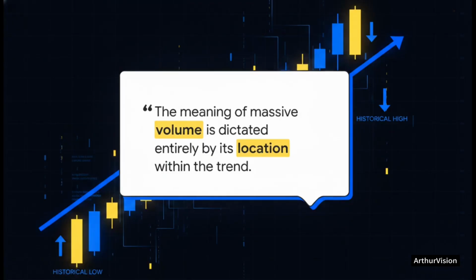Now, the absolutely crucial point to understand here is this. The meaning of massive volume is dictated entirely by its location within the trend. This is where amateur traders almost always miscalculate. A giant spike in volume is honest, sure. It confirms large capital is moving. But its true intention, you can only decode by looking at where that volume appears in the broader market structure. A volume spike at a historical low signifies something entirely different than a volume spike at a historical high. Once you decode this context, all those visual illusions created by institutional funds are just stripped away.